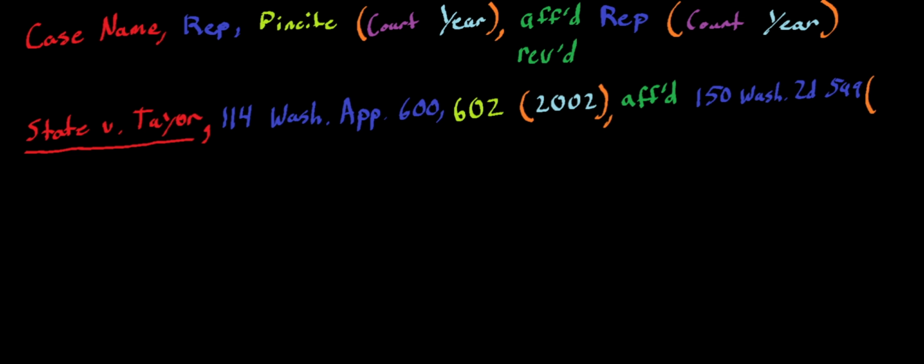And once more, since this reporter tells the court information, we don't need to include it in the parenthesis. We just need the year, which in this case was 2003. And then close parentheses. So this is how you cite a case with subsequent history.